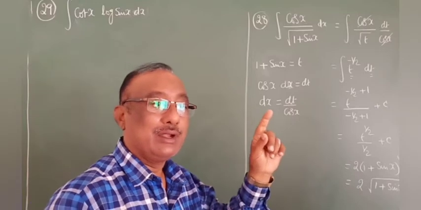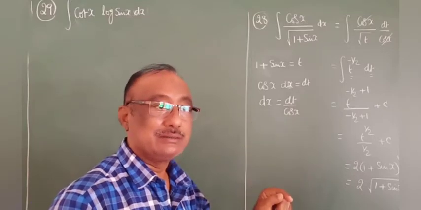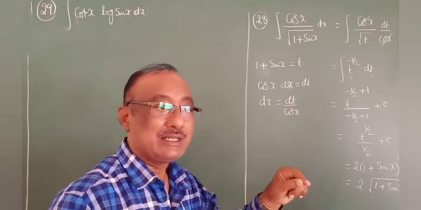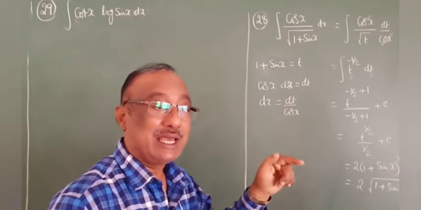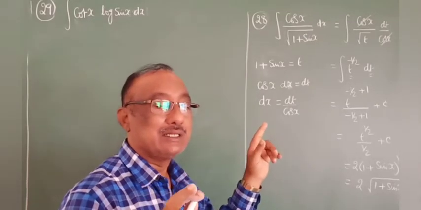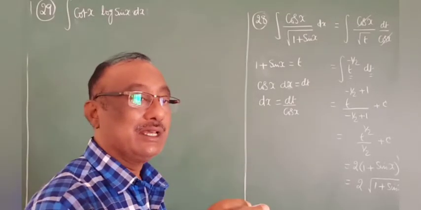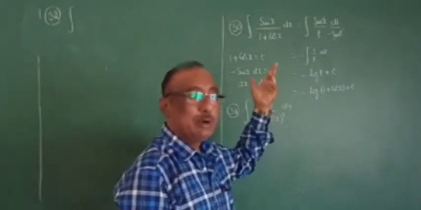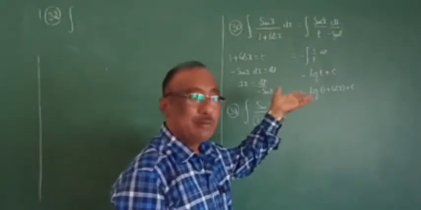Log derivative is the 1 by sin x. By the chain rule, sin x derivative is the cos x. Cos x by sin x is the cot x. Immediately 1 by t square, t power of minus 2, x power of n formula.